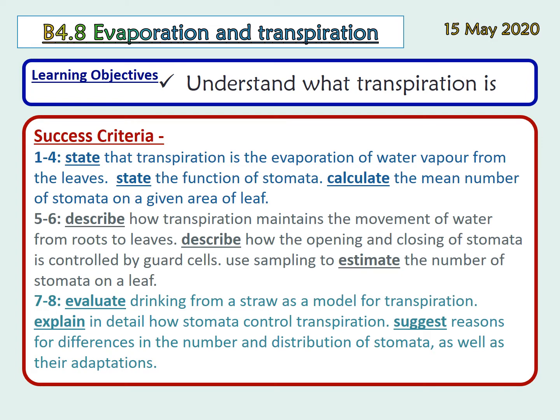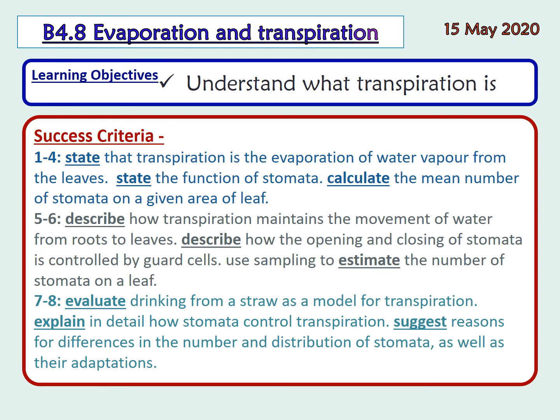Okay, so what we're going to be looking at and what we need to know is about transpiration. So we need to state that transpiration is the evaporation of water vapor from the leaves. We need to talk about the function of the stomata, and we also need to be able to calculate a mean number of stomata on a leaf, which is why in the first slide calculator was on the list of equipment. Obviously you can use your phones for their calculator function.